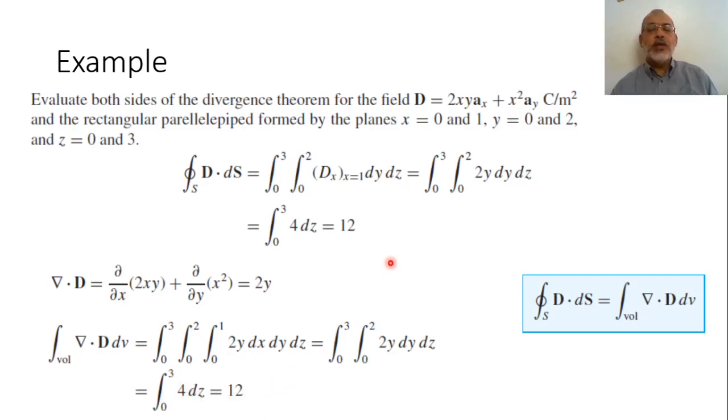And previously we obtained the same 12, so the integration over a closed surface D dot dS equals the integration over the volume of the divergence of D dv, which is the divergence theorem. These examples show us the divergence theorem is valid for both sides, so we can calculate it from the integration over the closed surface or the integration over the volume for the divergence of D.